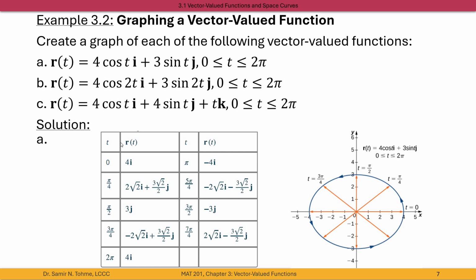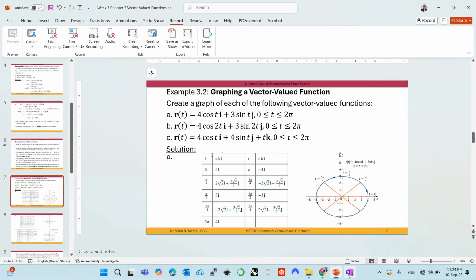For part B, we can see that t is multiplied by 2 for the two components. If you compare part A and part B, both have the same vector function, but t in B is multiplied by 2. What does that mean? This means that you're going to get the same curve, the same shape, but a different period. Let's recall this idea about the period.